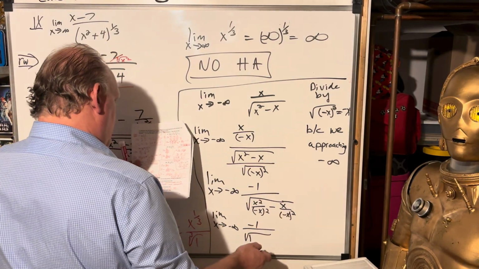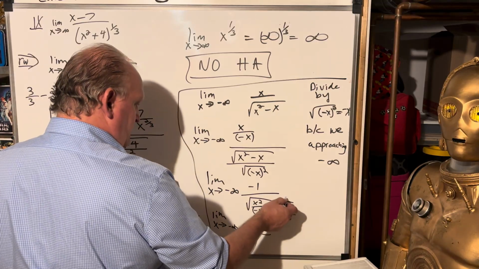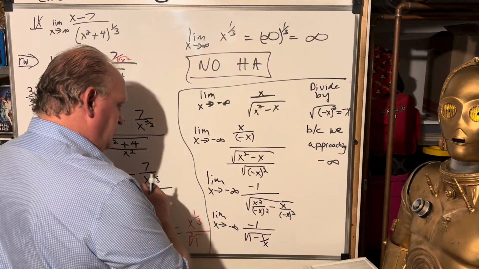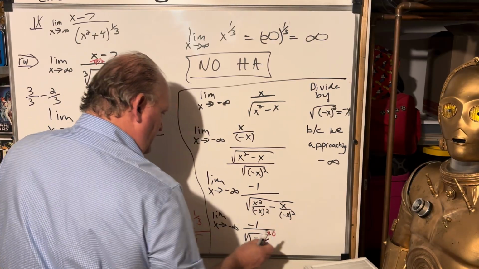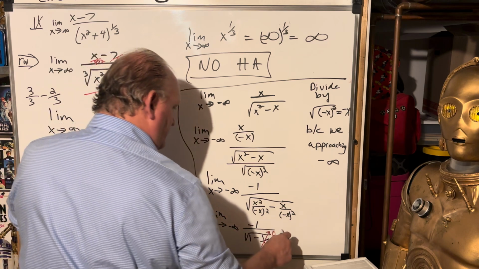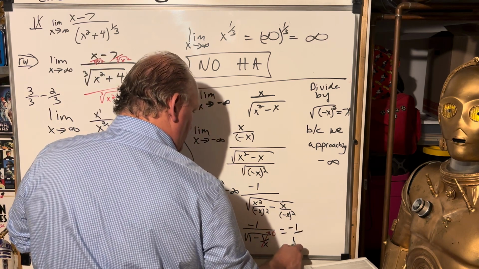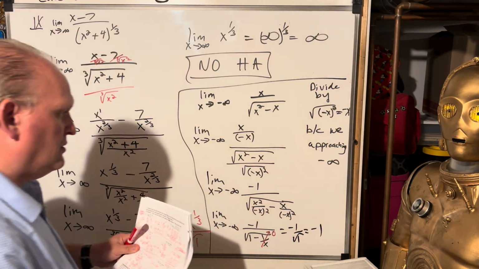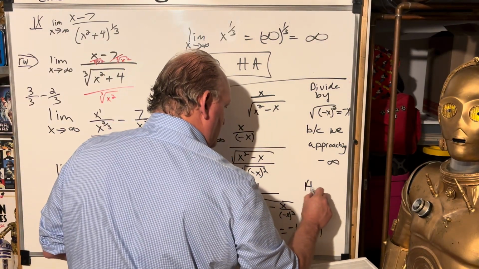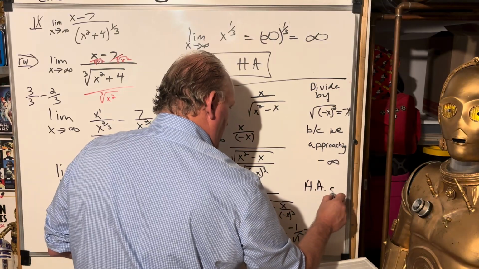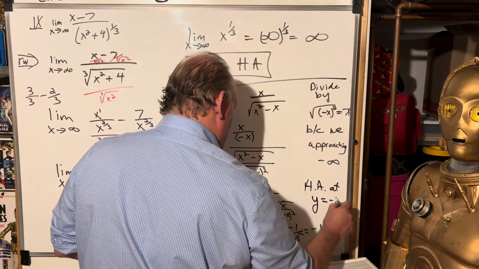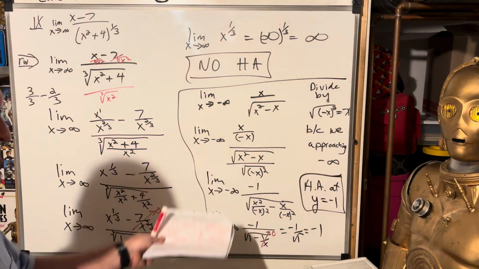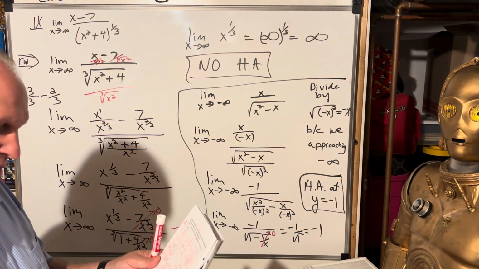But then this is minus 1 over x. That's x over x squared, so minus 1 over x. But then we're going to infinity, so that becomes 0. We got -1 over the square root of 1, which is -1. And so we have a horizontal asymptote at y equals -1 for that one. So that is a trick. That's kind of a trick question.